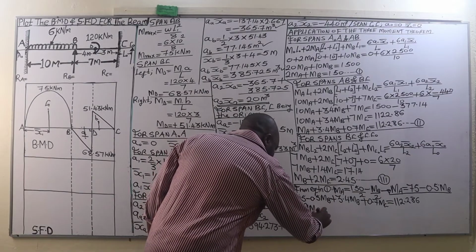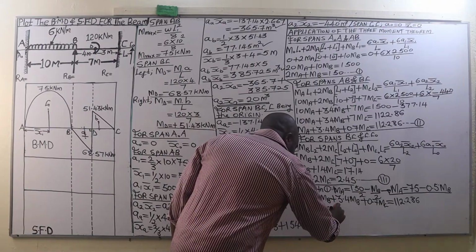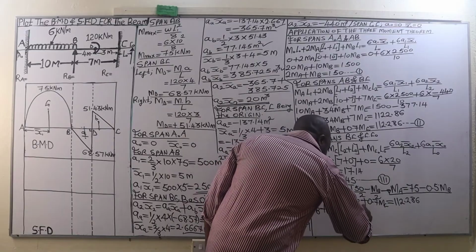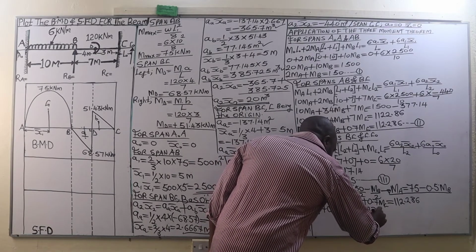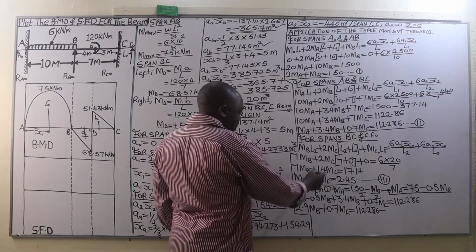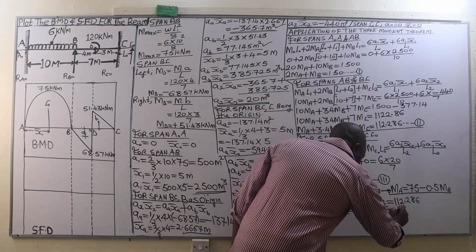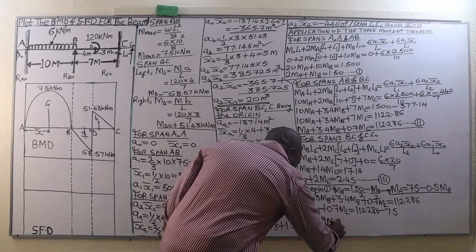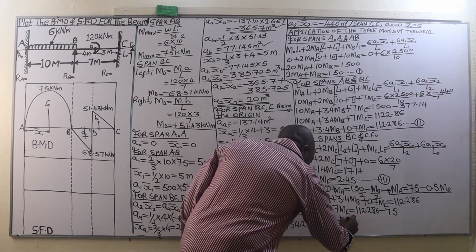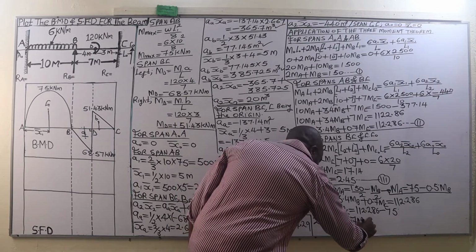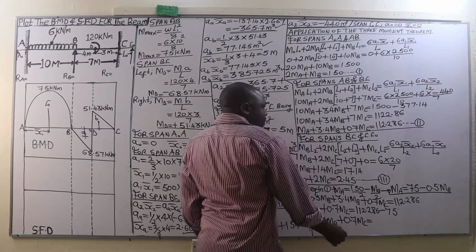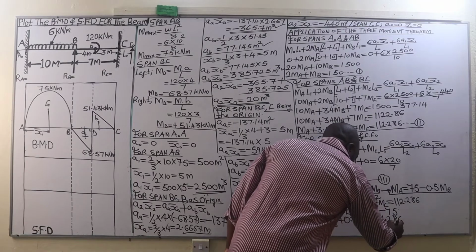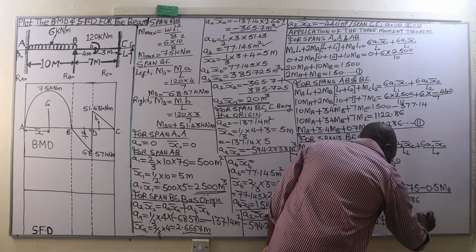So we got 2.9 MB plus 0.7 MC, which is going to be equal to 112.286 minus, we take 75 the other side of the equal sign, so we got minus 75. So this will lead us to 2.9 MB plus 0.7 MC, which is going to be equal to 37.286. So this is going to be our equation 4.